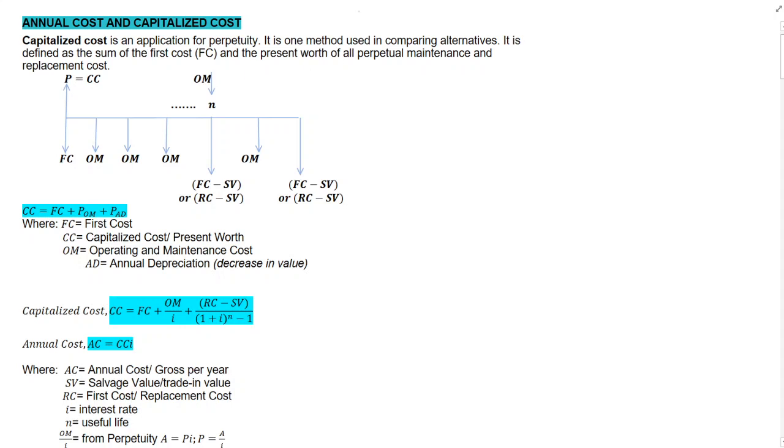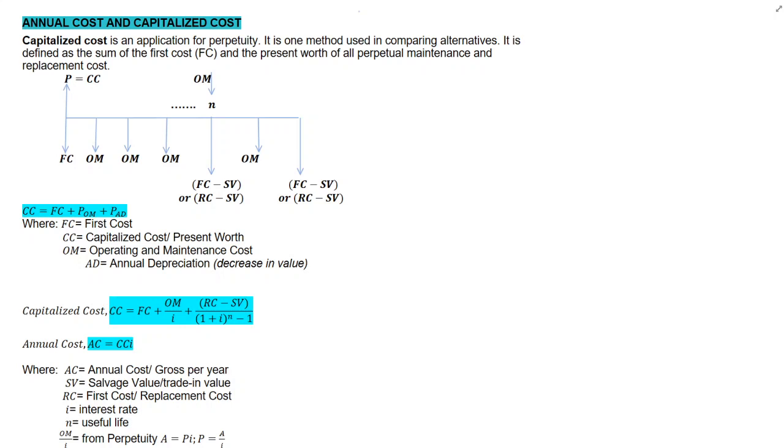For this, a capitalized cost is an application of perpetuity already. It is one of the methods used in comparing alternatives. It is defined as the sum of the first cost and the present value of all perpetual maintenance and replacement costs. So your capitalized cost includes the charges for depreciation. Your depreciation is the decrease in value of any properties. It also includes the interest on the money invested, repairs for normal use, so those are the maintenance and the operating costs, and the property taxes and insurance.